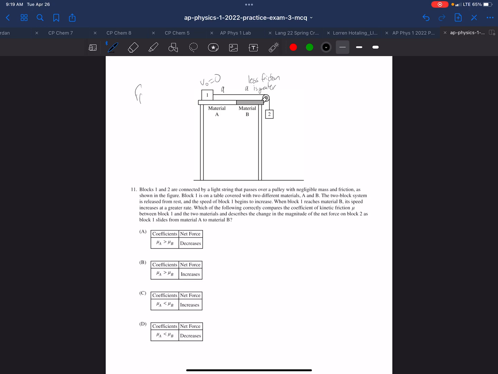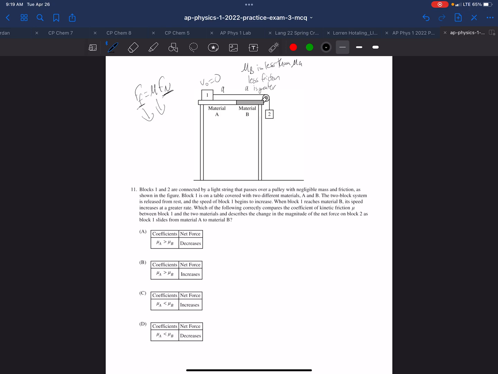And since the force of friction is mu times the force normal, which stays the same, if the friction decreases, that means the mu decreases. So mu B is less than mu A. That's the first thing we should see.